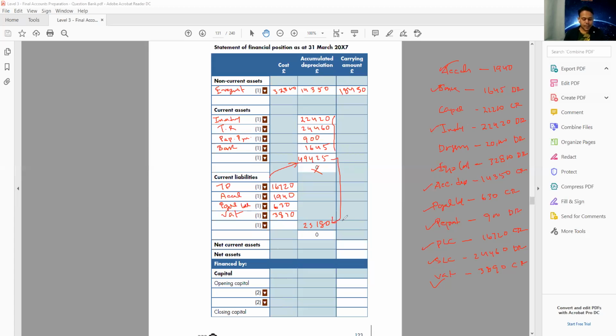How much is it? 26,245. Very well done, Theodora. 26,245. And I'm looking for my net asset. So that will be this plus this: non-current asset plus my net current asset will give me my net asset. So 44,695. Very well done.